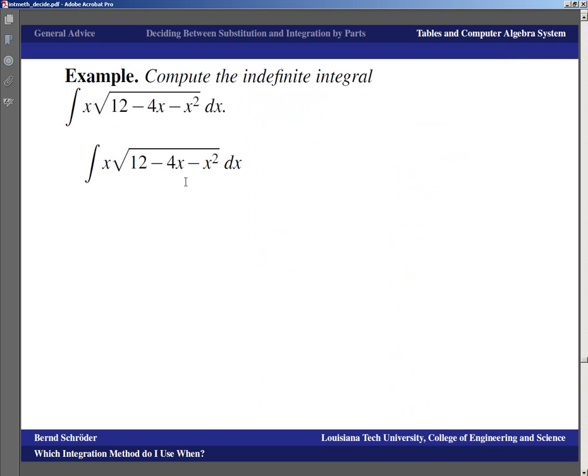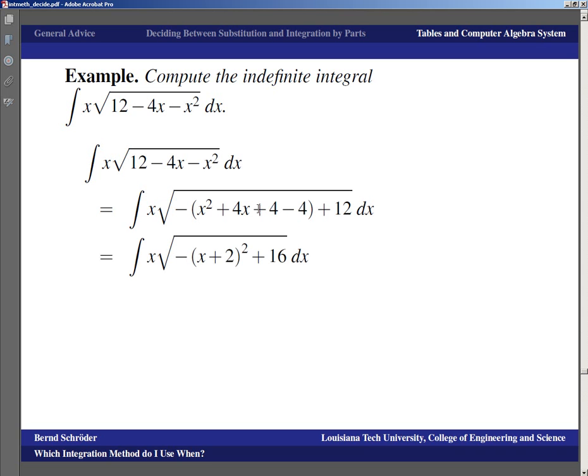So here's the integral. How do you complete the square? Well, you keep what you have: integral x square root of a whole bunch of stuff. And what do we have? We have a negative x squared. We've got a minus 4x, so that becomes negative x squared plus 4x. We've got the plus 12 here. The term that completes the square is half the square of the term in front of the x, so that would be 4 halves, 2 squared, 4, so we add 4 and subtract 4.